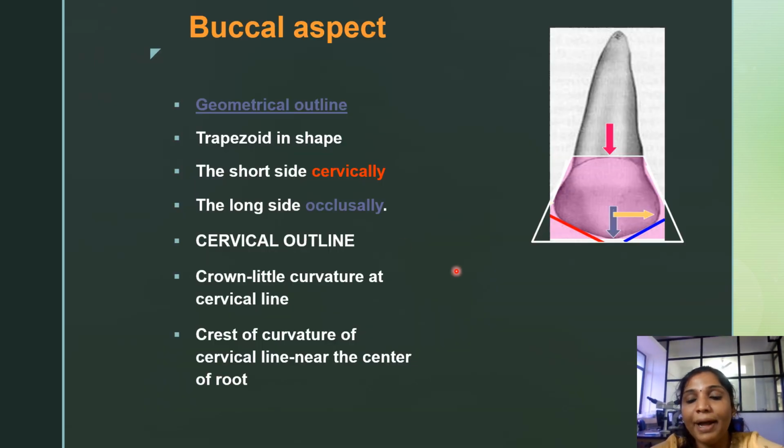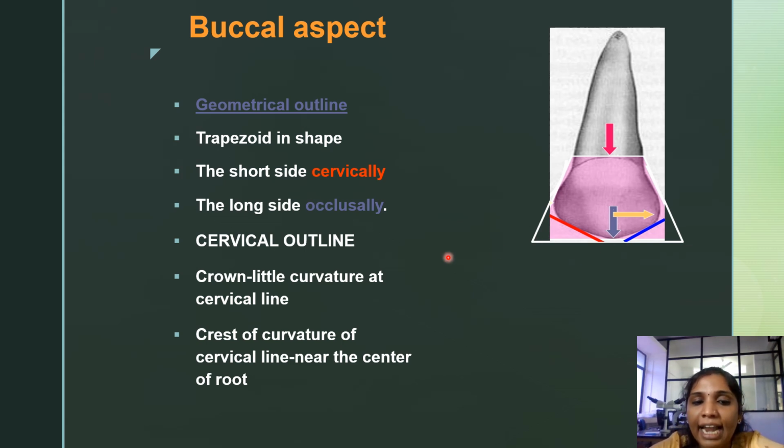Moving on to the buccal aspect. First, the outline of the tooth, that is trapezoidal in shape. Here you can appreciate the shape, trapezoidal, and this shorter side is cervical compared to the occlusal side. Here these two are the sides of the trapezium, and here this is the shorter side, which means the cervical side is the shorter one compared to the occlusal side.